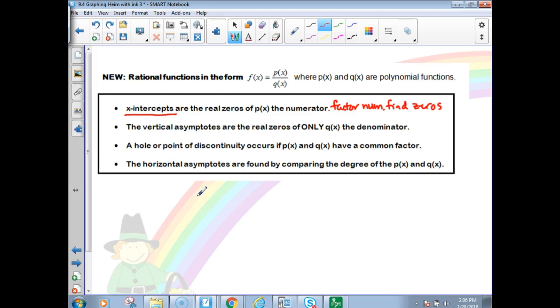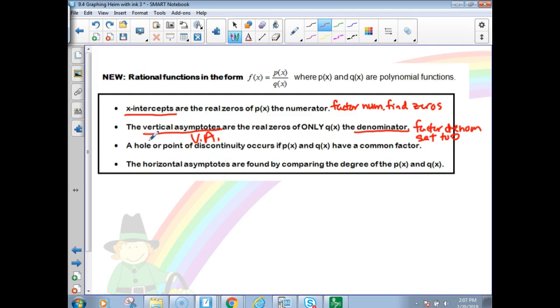To find the vertical asymptotes, that's when you're going to look at the denominator. So you will factor the denominator, and then set to 0 to find your zeros. Those will be your vertical asymptotes. They will not be x-intercepts or y-intercepts. They will be your vertical asymptotes, VAs.